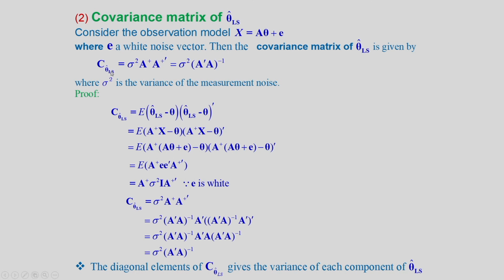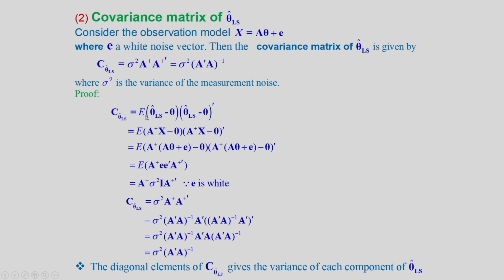C theta LS hat is equal to sigma square times pseudo inverse of A into pseudo inverse of A transpose, which is also equal to sigma square times (A transpose A) whole inverse. We will prove this.